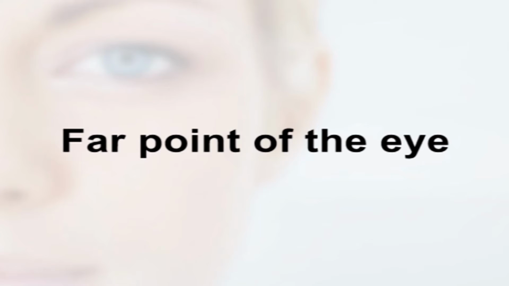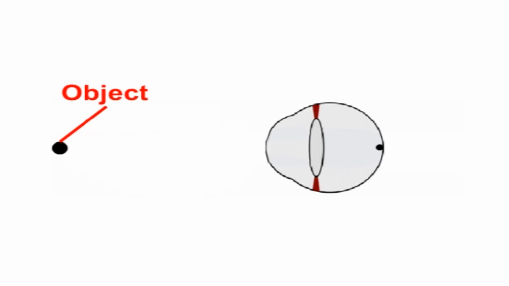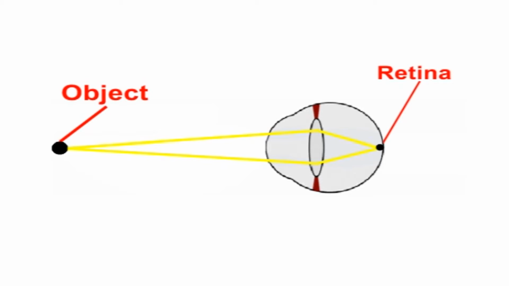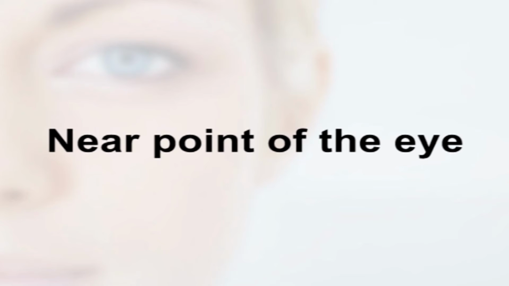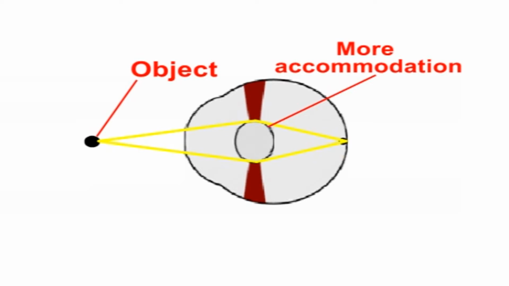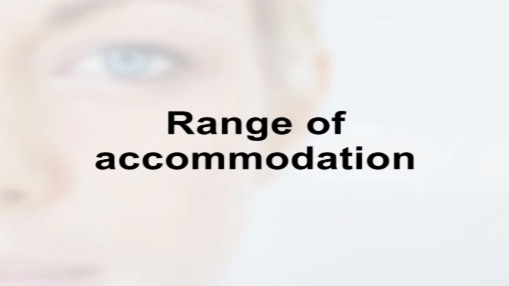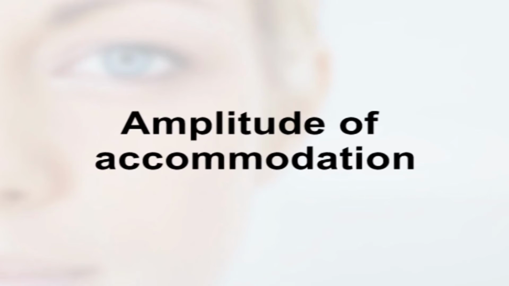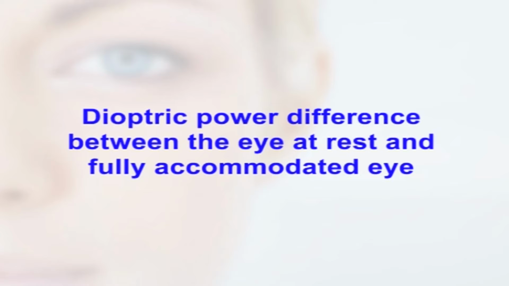Far point of the eye is the position of an object when its image clearly falls on the retina with no accommodation. Near point of the eye is the nearest point that can be clearly seen with maximum accommodation. Range of accommodation is the distance between the far point and the near point. Amplitude of accommodation is the dioptric power difference between the eye at rest and fully accommodated eye.